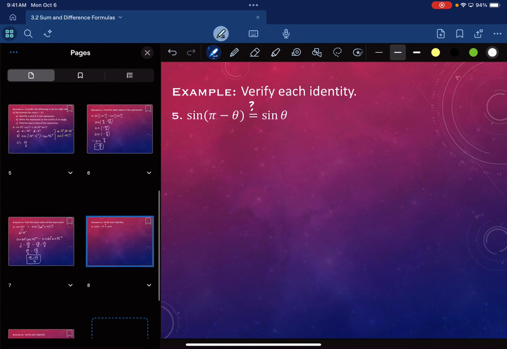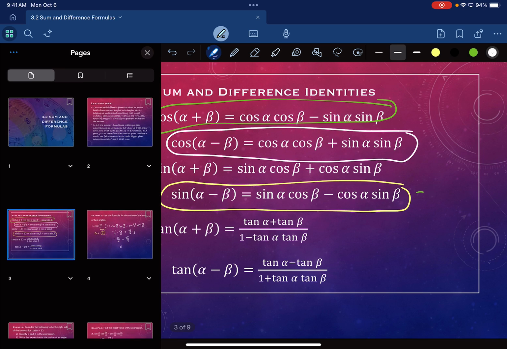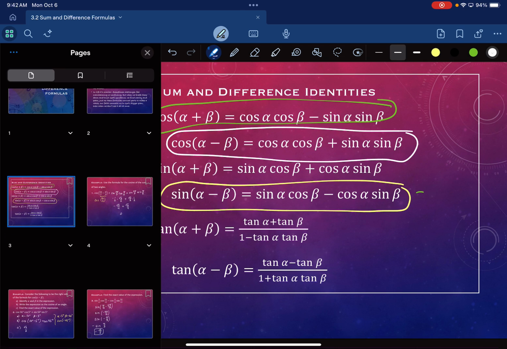Okay, so let's take a look back at our identities. Subtraction of two angles inside of sine. Let's see, that looks like the one that I've got in yellow right here. Is that right? Yep. Okay, so this says that I should be able to separate it with the angle measures to say sine, cosine, and then subtract, and then cosine, sine. That's what I'm going to be able to do.